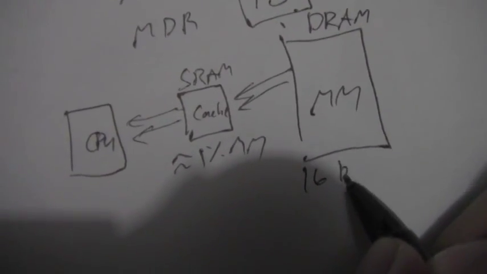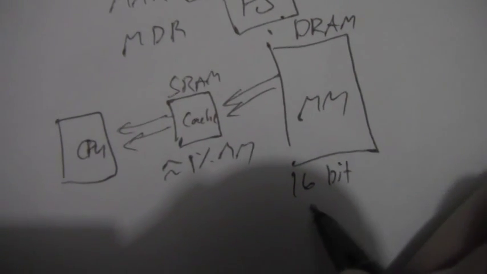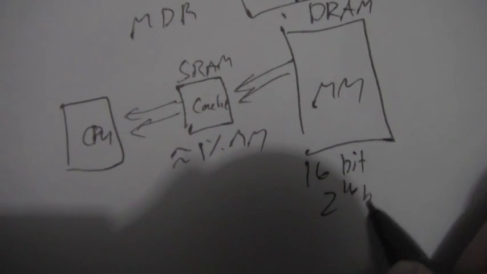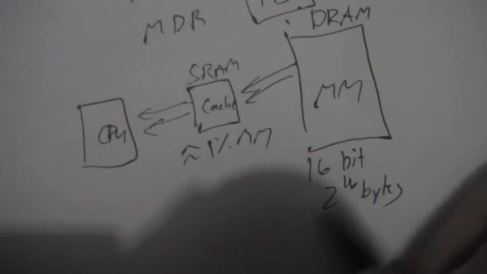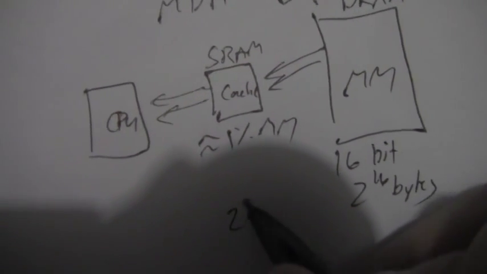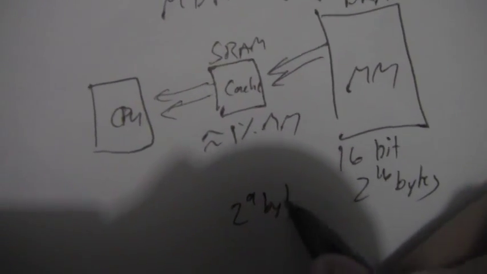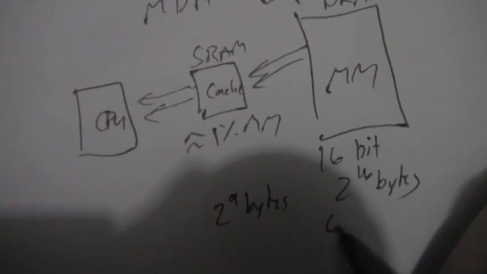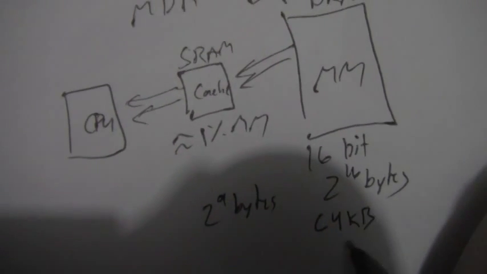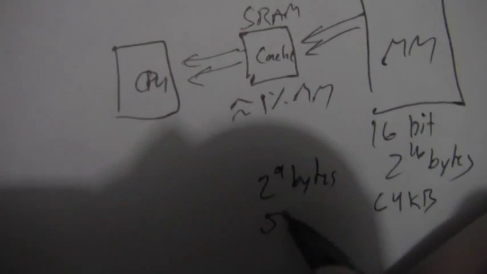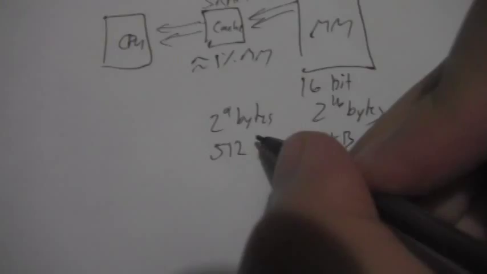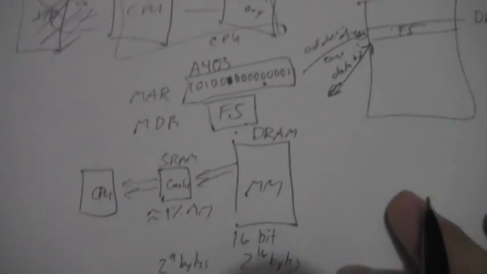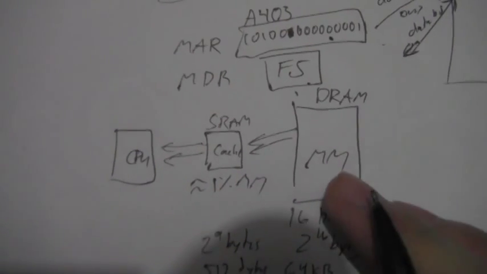So if you have, like I said earlier, 16-bit architecture, that's 2 to the 16 bytes of memory. Usually you'd only have 2 to the 9th bytes of cache. Well, this is 64 KB, so you'd only have around 512 bytes of cache. So anyway, what does cache do?